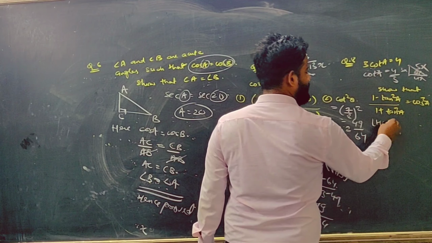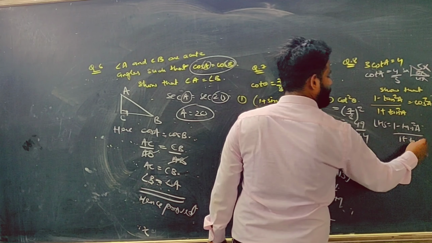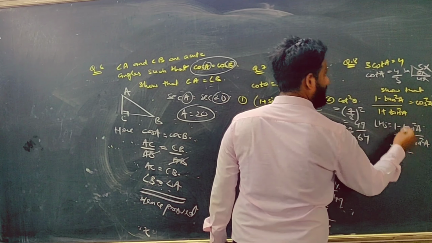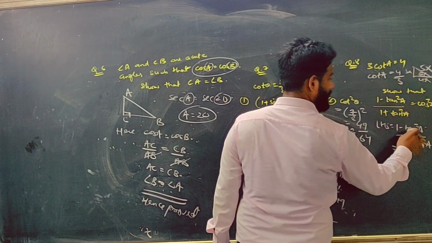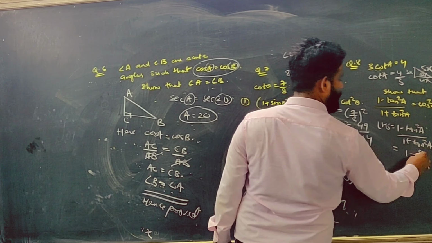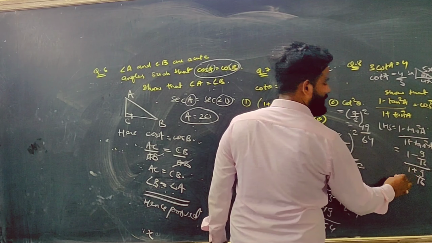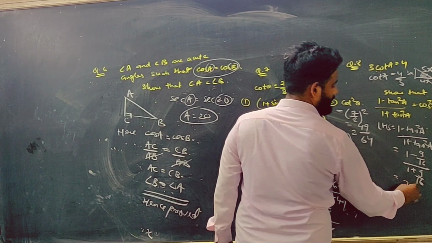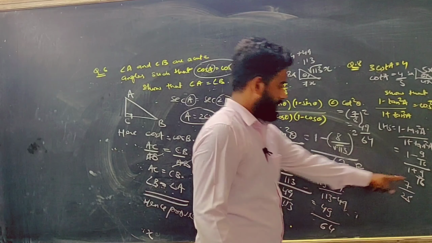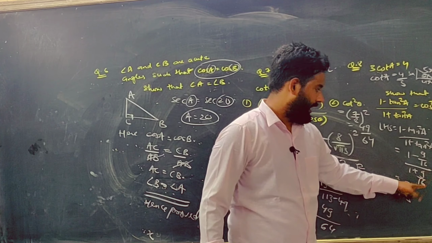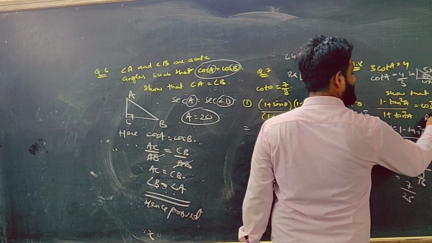Solve the LHS: 1 minus tan square A upon 1 plus tan square A. Tan is opposite upon adjacent, so 3 upon 4 whole square. So it is 1 minus 9 upon 16 upon 1 plus 9 upon 16. 16 minus 9 is 7, and 16 plus 9 is 25, and the 16s cancel. 7 upon 25, that is your LHS.